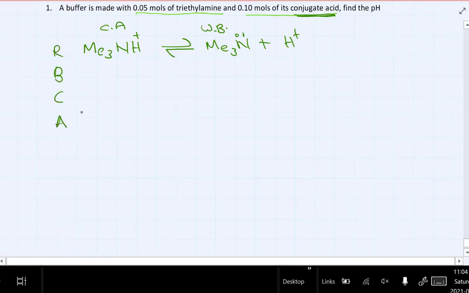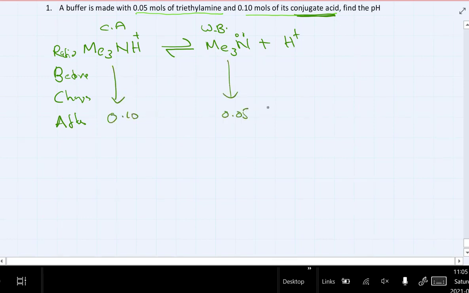So we can do a RICE table, or we can do an RBCA, like Royal Bank kind of thing. So that means before, change, and after, sometimes we call it. Now we can plug in the moles, because the moles are also fine for this type of RICE table or RBCA tables.